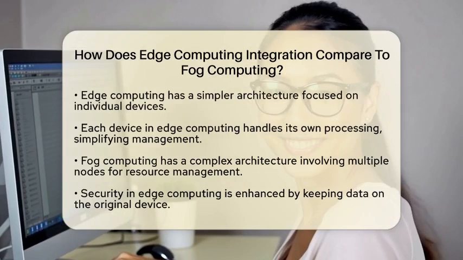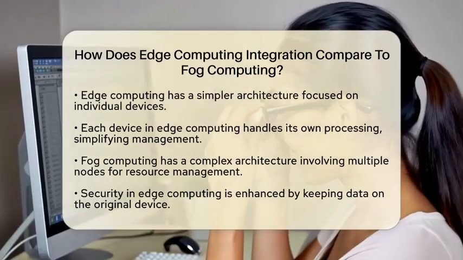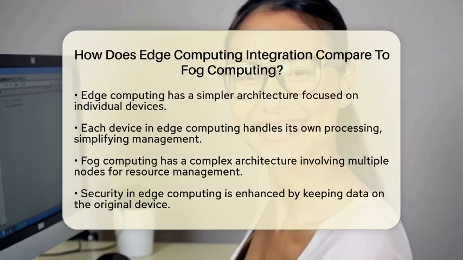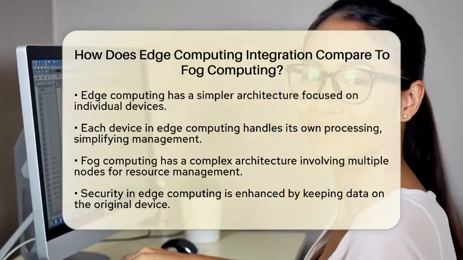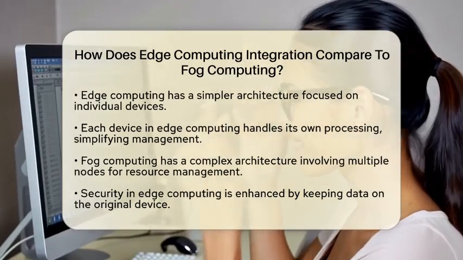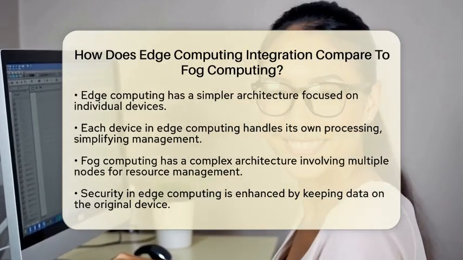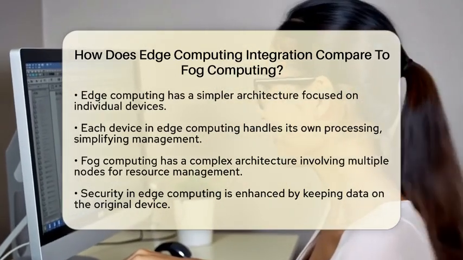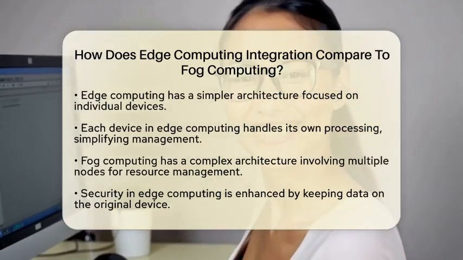Next, let's talk about architecture. Edge computing has a simpler setup focused on individual devices. Each device handles its processing, making it easier to manage. Fog computing has a more complex architecture that involves multiple nodes working together. This allows for better resource management across different networks and devices.